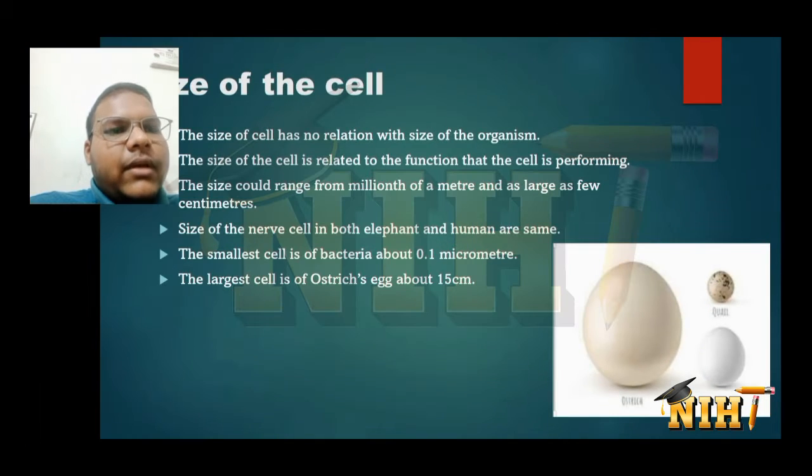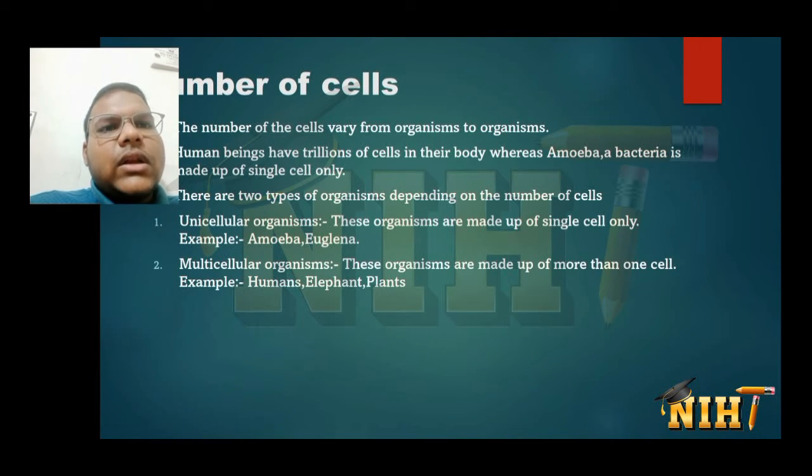It is very big. Smallest cell is of bacteria, about 0.1 micrometer, and nerve cell is the longest cell, and it is the same in human and elephant also. Next, we have number of cells. The number of cells vary from organism to organism. Human beings have trillions of cells in our body, but amoeba is made up of a single cell only. Therefore, there are two types of organisms based on the number of cells. Unicellular organisms are made up of only a single cell, for example amoeba and euglena. Multicellular organisms are made up of more than one cell, for example humans, elephants, plants, etc.